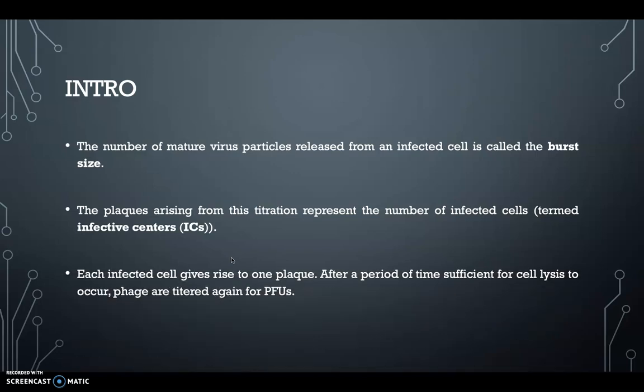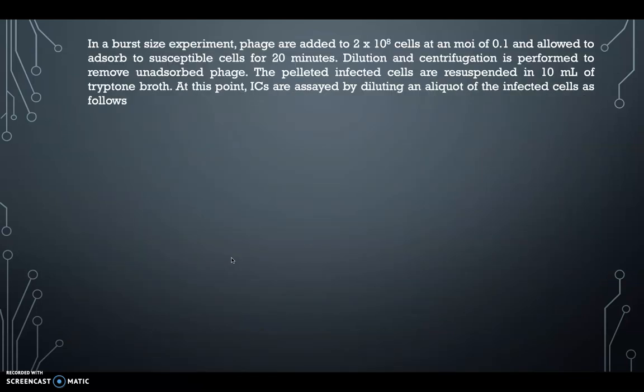If a phage infects one cell, it gives one plaque. After some amount of time, most of the cells will lyse with the help of the bacteriophage. Again, that number of infected cells was calculated as plaque forming units. So the burst size is calculated as PFUs per IC, that is, infective centers. So let's get into the sum.